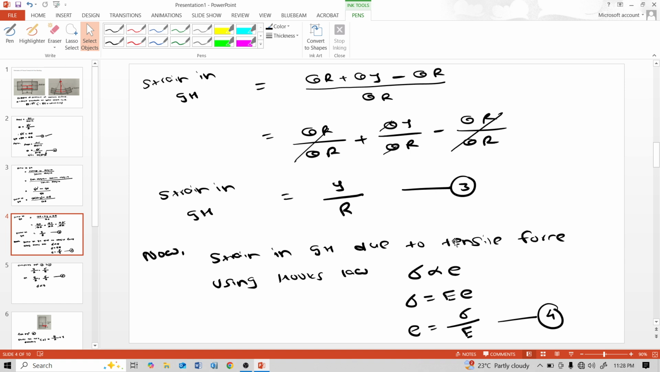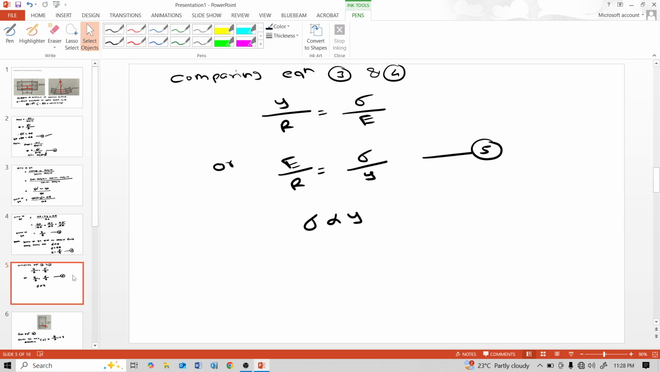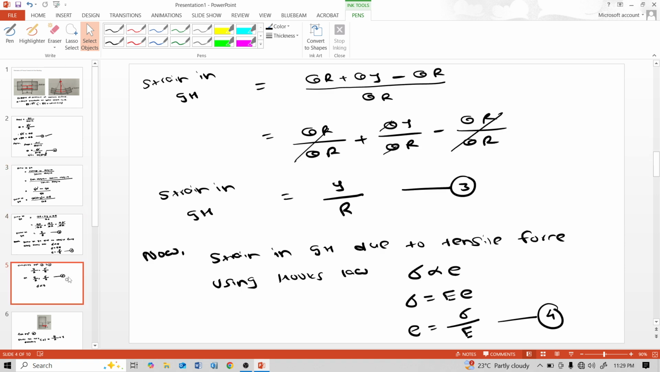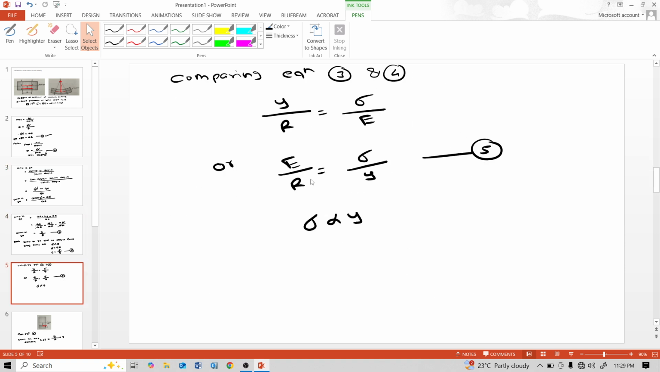Again, strain in GH due to tensile force. Using Hooke's law, stress is equal to modulus of elasticity into strain. Therefore, strain is equal to stress upon modulus of elasticity. This is equation 4. Using equation 3 and 4, Y upon R is equal to sigma upon E. Rearrange this term. E upon R is equal to sigma upon Y. This E upon R is constant, sigma is directly proportional to Y.